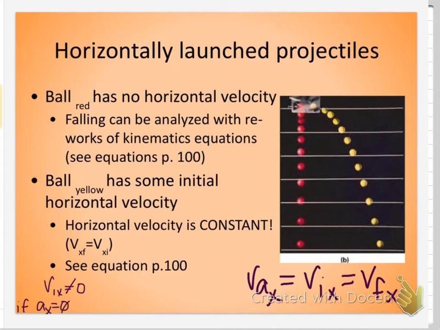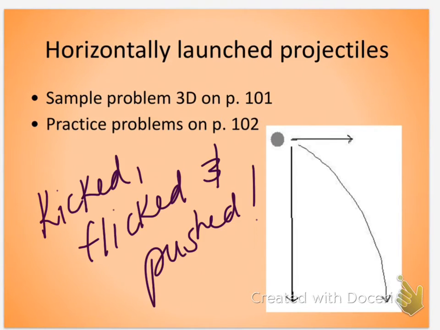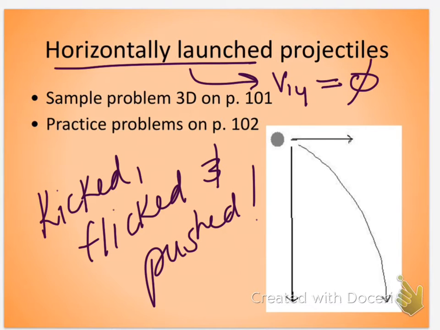Okay. There are equations on page 100. We're not going to look at them. Those are the golden equations that we've used before. We're going to start off talking about horizontally launched projectiles. These are what I like to call kicked, flicked, and pushed. We're going to kick things off surfaces, we're going to flick things off surfaces, and we're going to push things off surfaces. At no point are we going to give them any initial velocity on the y-axis. So for all of these problems, v_iy will equal 0. Put my bar through the wrong thing.